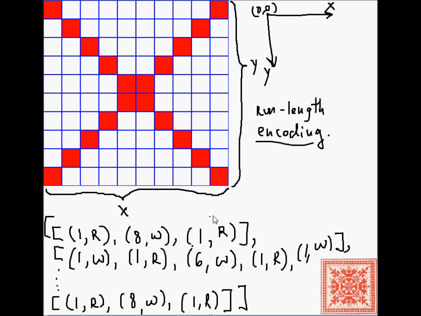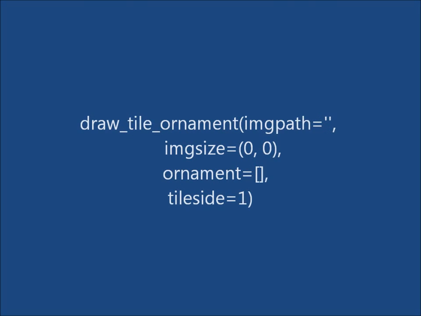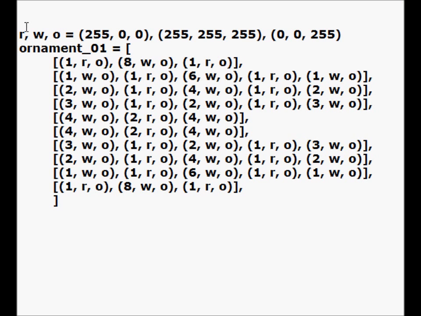Okay, so there it is. It's a list of lists, or a matrix. We'll take this run length encoding, and we'll generate an ornament from it according to the specifications, and draw the rectangles, or squares, rather. So generate this image, and then save it to a file. And this is the workhorse that will do that task, draw_tile_ornament.